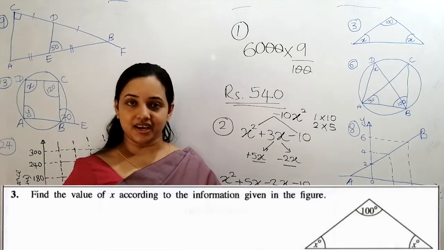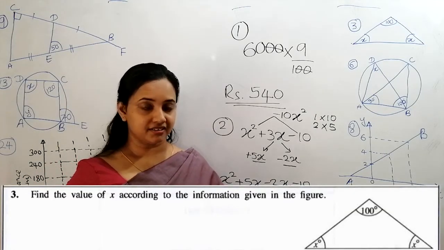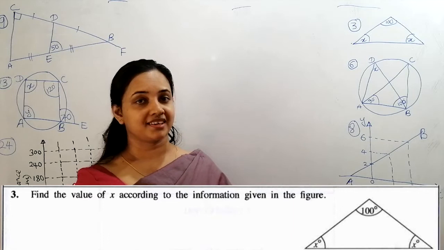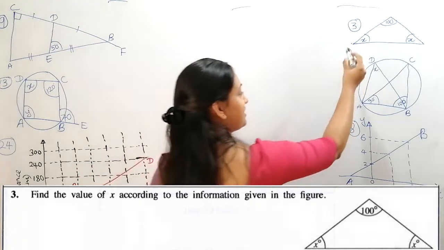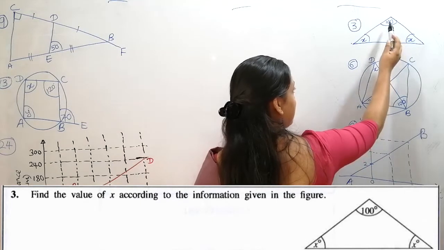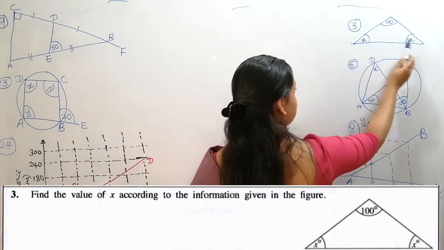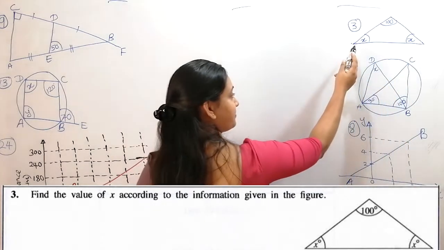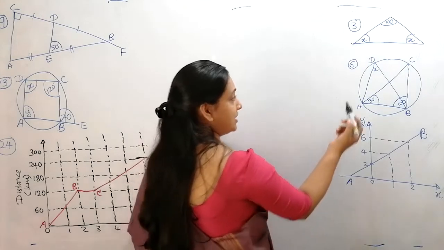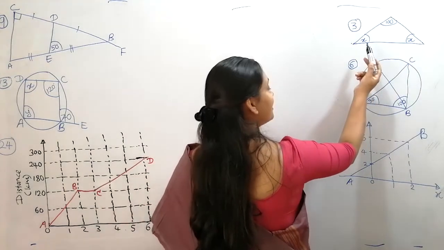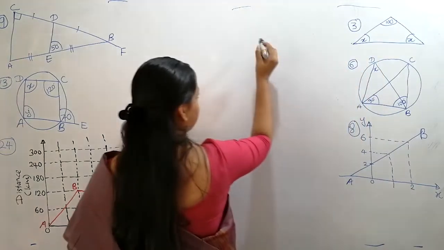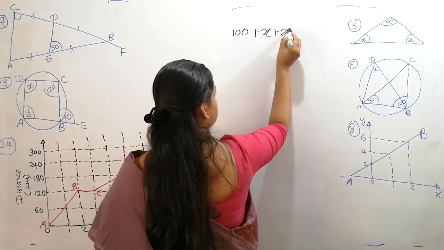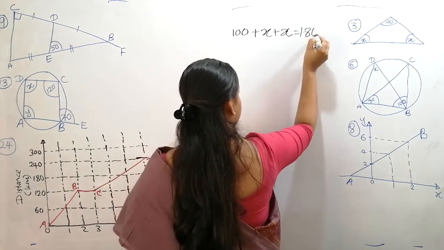Okay. Then look at question number 3. Read the question. Find the value of x according to the information given in the figure. In question number 3, this figure is given. There is a triangle. One angle is 100 degrees and the other two angles are x degrees. Then we have to find the value of x. What's the method? You know, the sum of the interior angles of a triangle is 180.